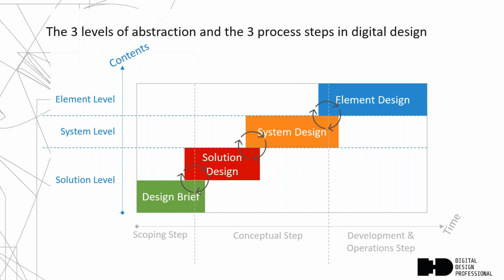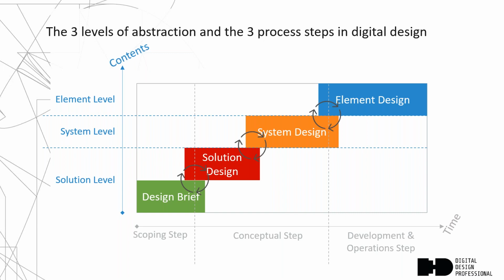Then in the next step, you start with a solution design to understand your business model and the value propositions that the solution has to offer. And then you can start with the system design and then with the element design to develop the proper details. The important message from this slide is that these steps rely on each other. You cannot start with a system design without an initial idea of the solution, the value proposition you want to offer by means of a digital system. And then, of course, the element design, the details of the particular software or digital device that you want to develop, relies on the proper understanding of the system that you want to build. In this sense, the different design steps rely on each other.